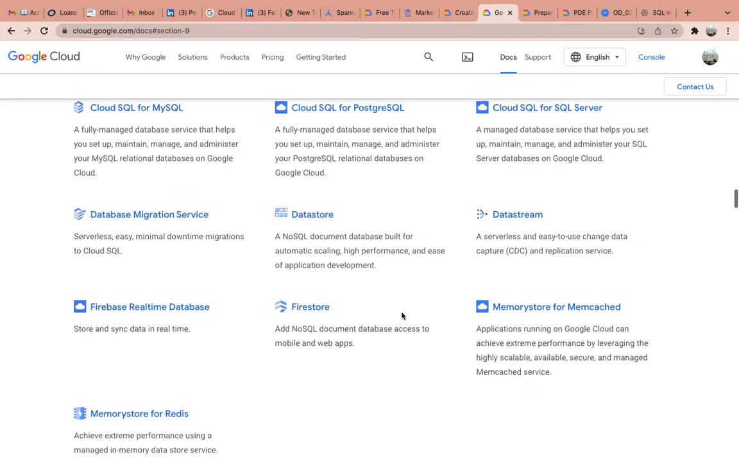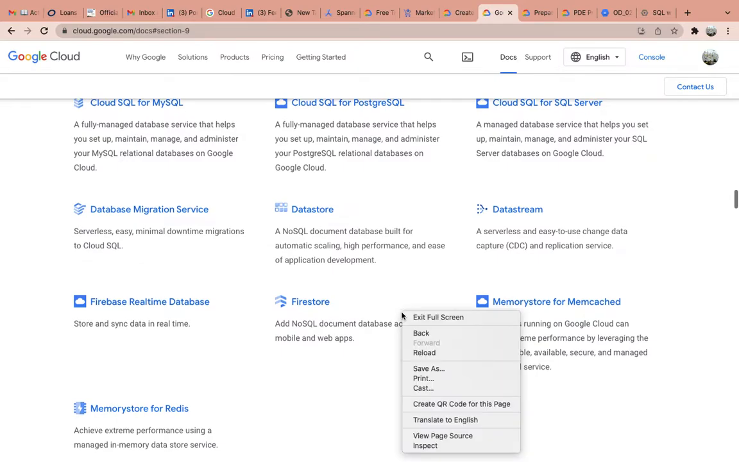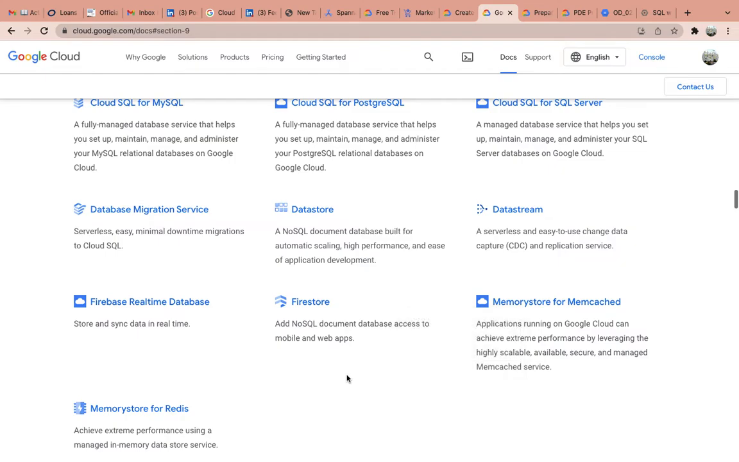And then another one you need to know is Firestore. So what we know about Firestore is that it is also a NoSQL database, right? It has automatic scaling and it's very high performance too. So those are the things.